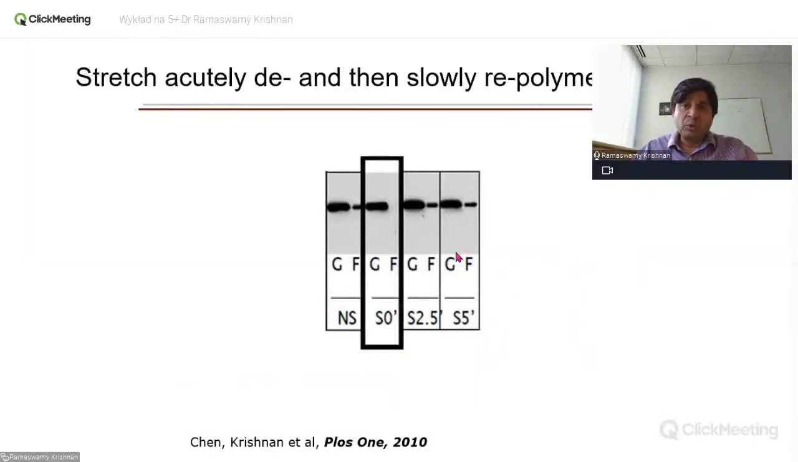We confirmed this as well with Western blots. We measured F and G actin fractions. This is the no stretch condition. This is immediately after stretch. And look at what happens to the F-actin fraction. It completely disappears. But 2.5 and 5 minutes after, it's back. So you see this rapid depolymerization and repolymerization of F-actin.